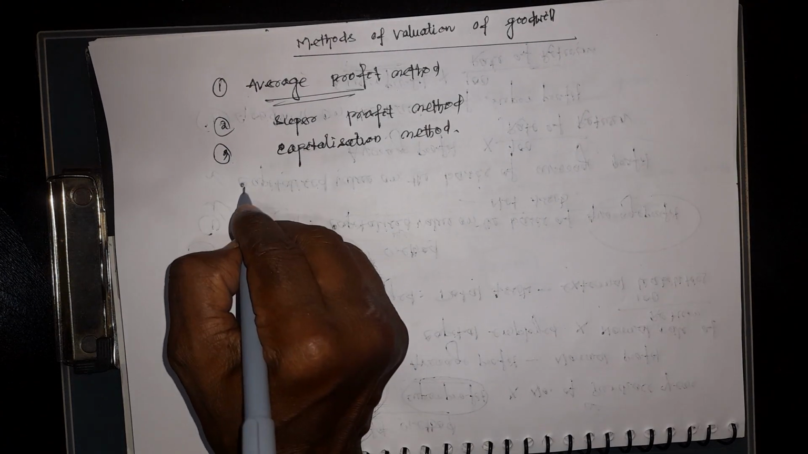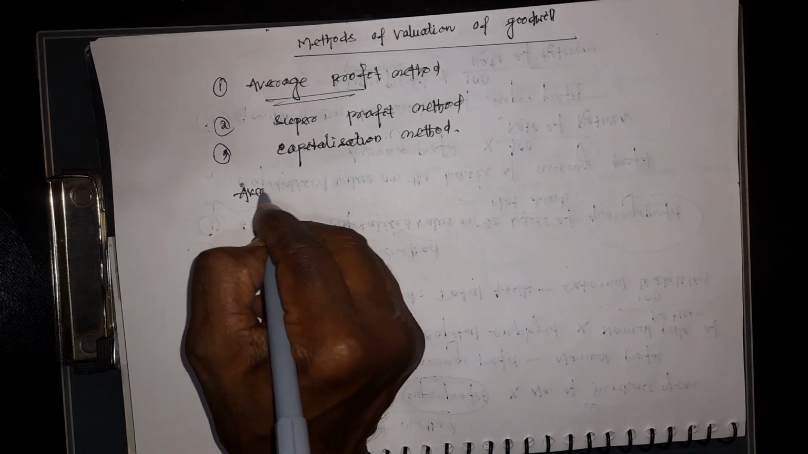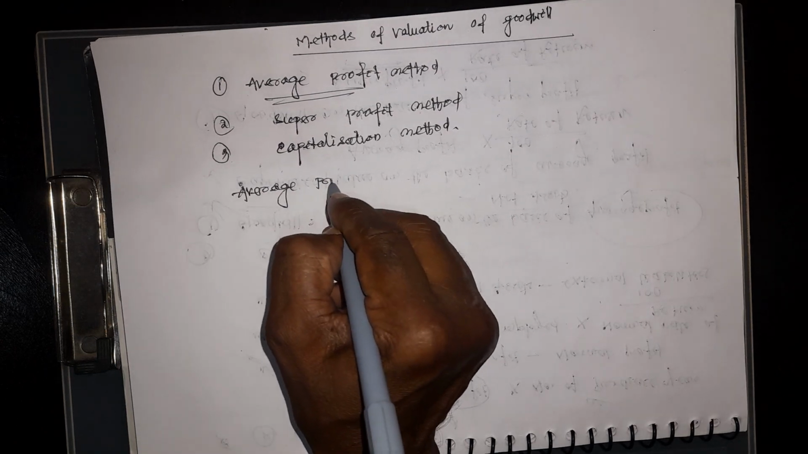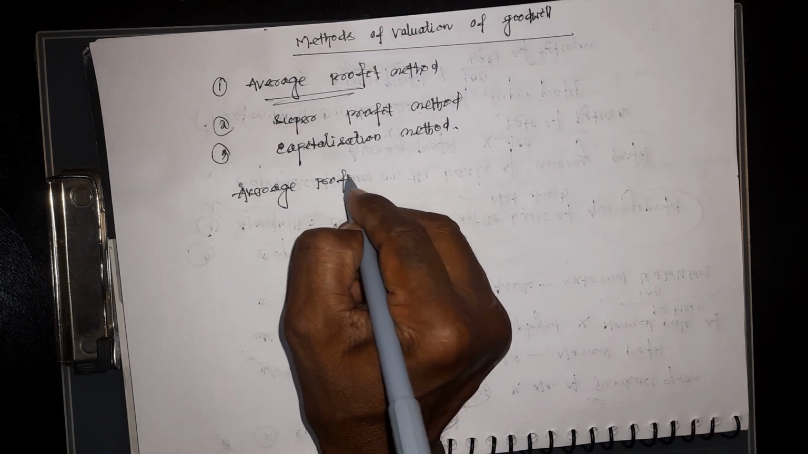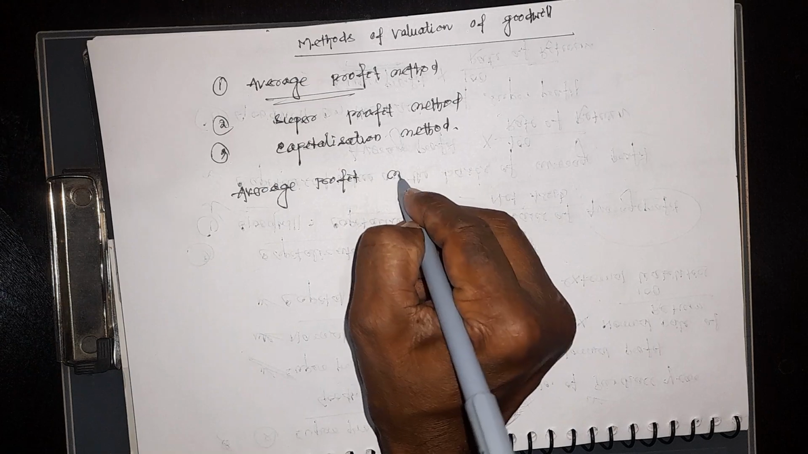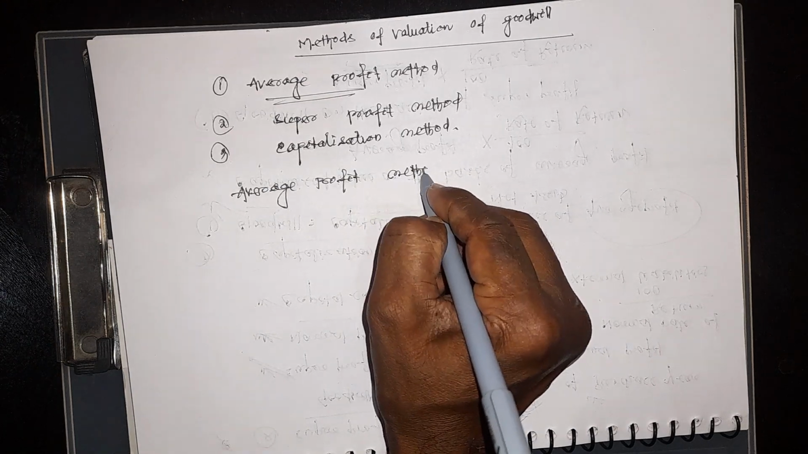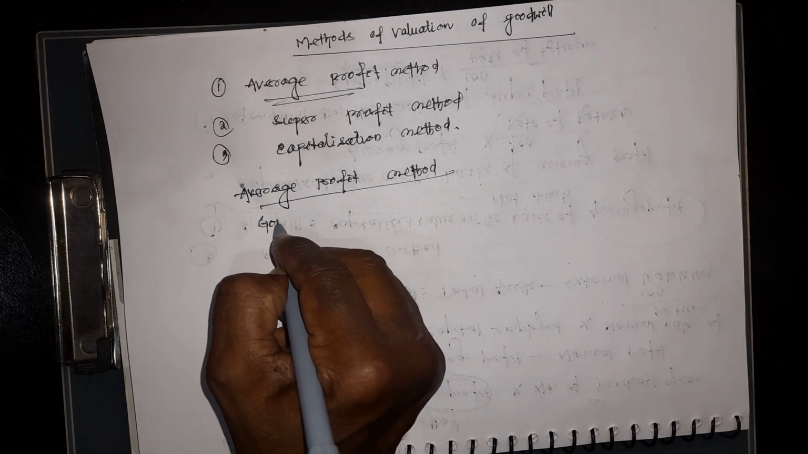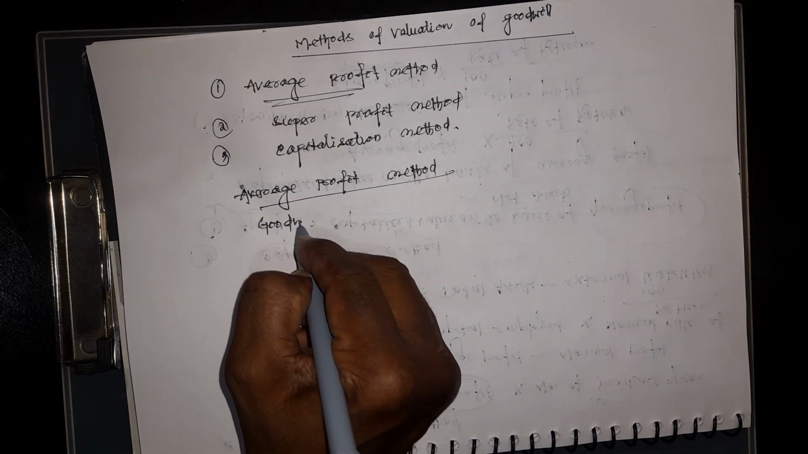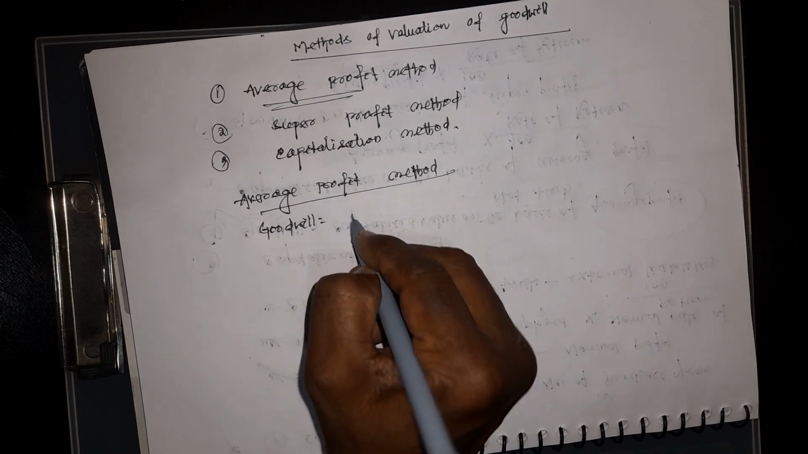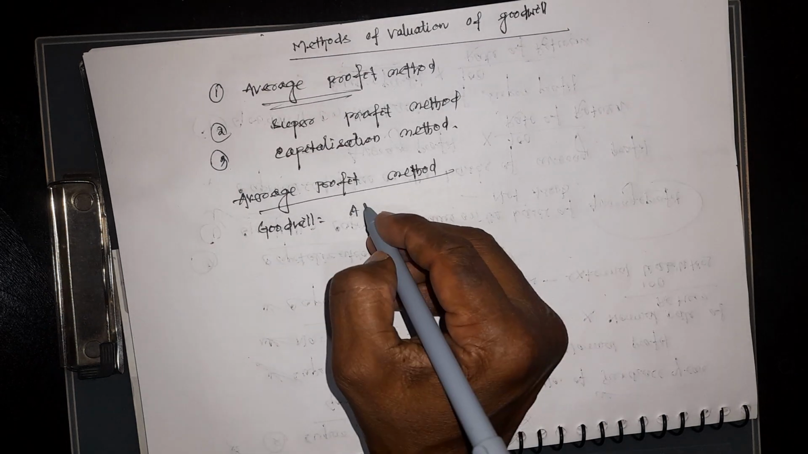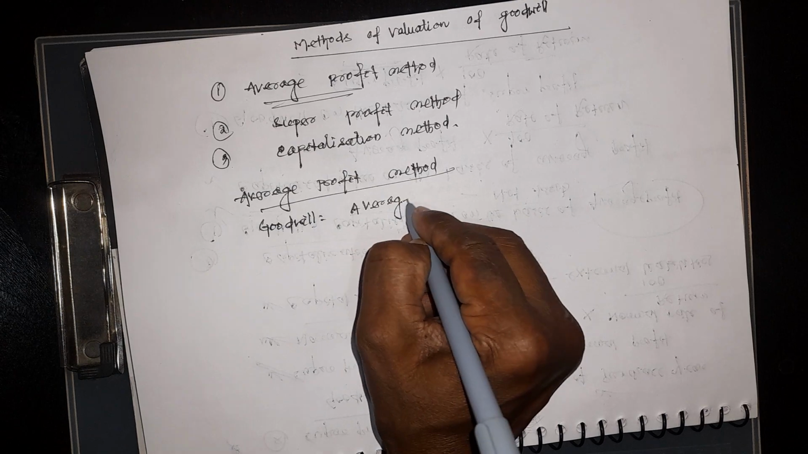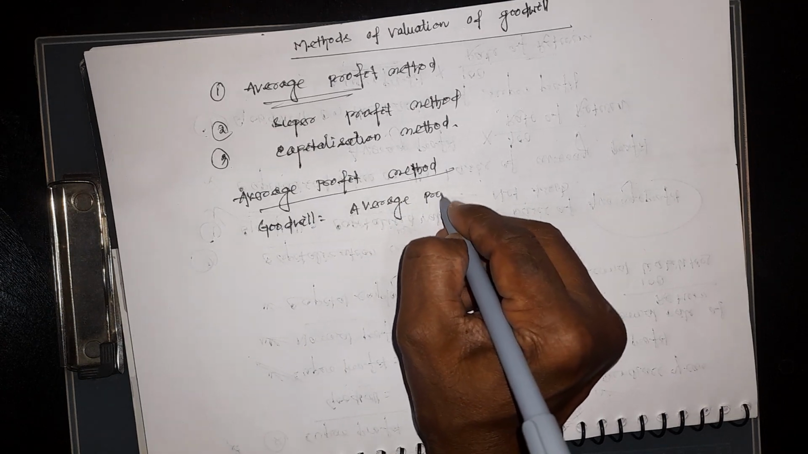So under the average profit method, what is the formula for calculation of goodwill? Goodwill equals average profit into number of purchase years. Average profit into number of purchase years.